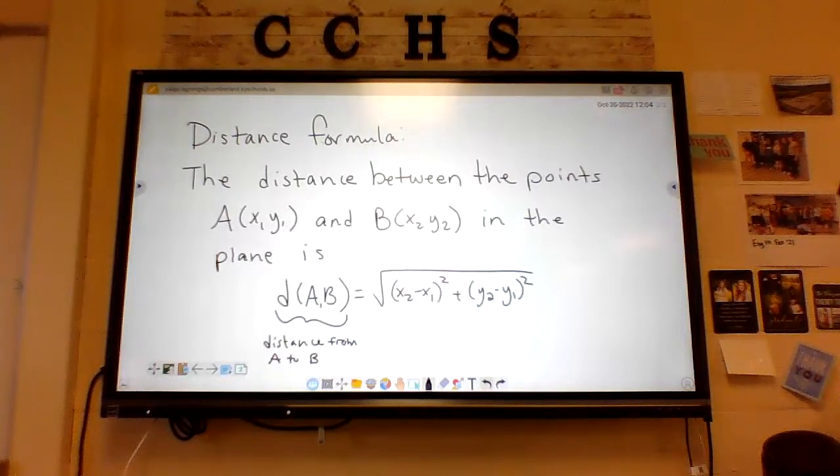It'd be a segment because we have endpoints, right? But yes, it'd be the length of that segment. So keep that in mind. If you're asked to find the length, you're going to use what formula? The distance formula, right? If you're asked to find the length of a segment between this point and that point, use this.